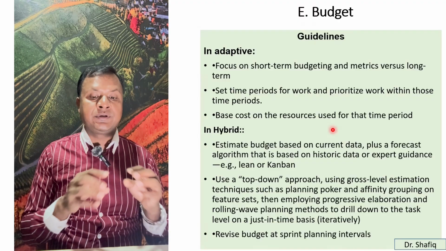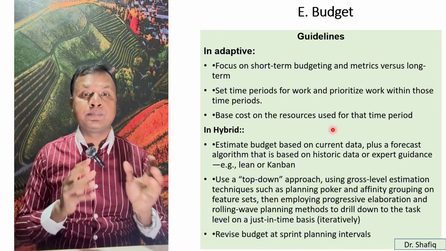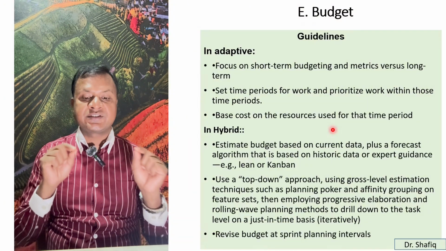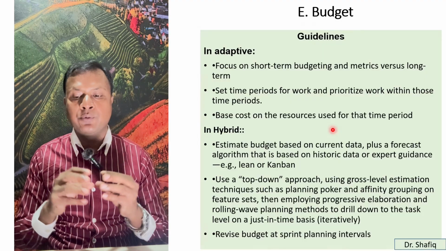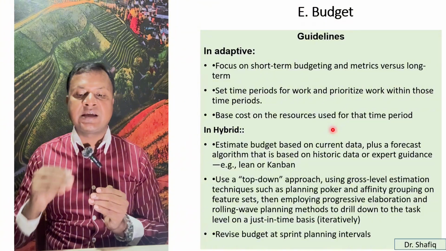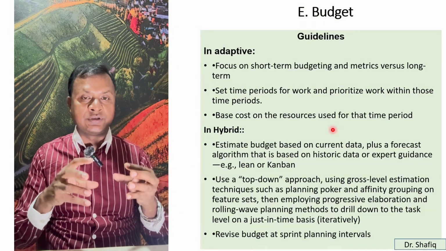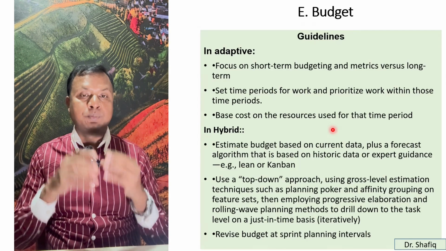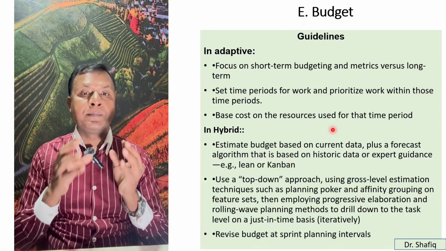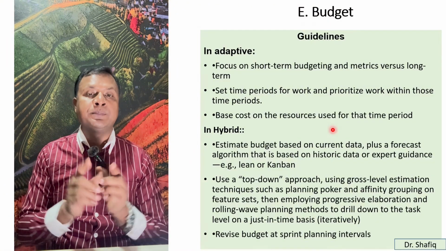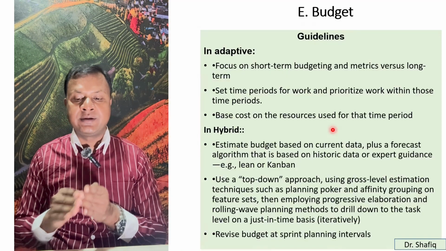Also in hybrid, we can use a top-down approach using gross level estimation techniques such as planning poker or affinity grouping on a feature set, then employing progressive elaboration and rolling wave planning methods to drill down to the task level on a just-in-time basis. So for each iteration, for each sprint, we have some stories. So we have the backlogs. Based on the stories for each iteration, we have to make the budget or costing. That's why we should use planning poker or affinity diagram. And we can revise the budget at the sprint planning interval.